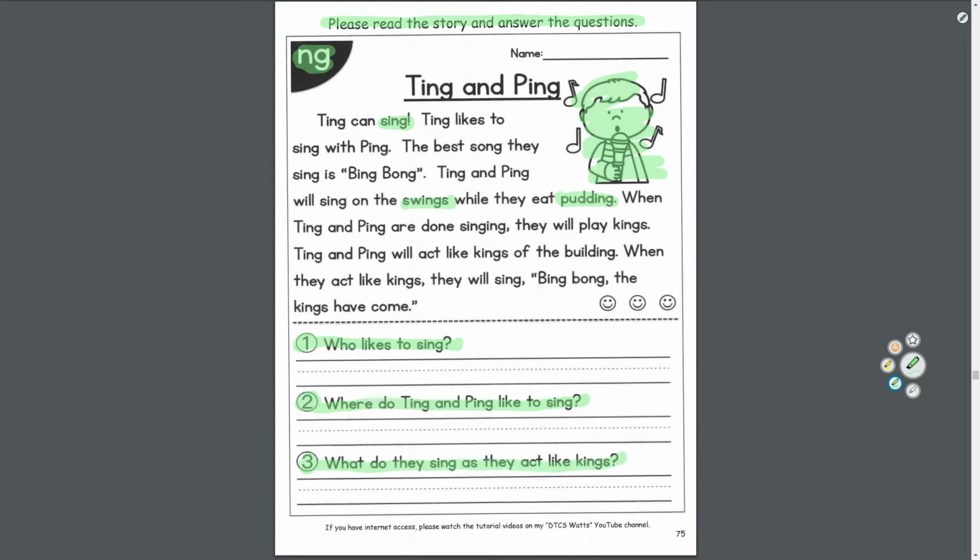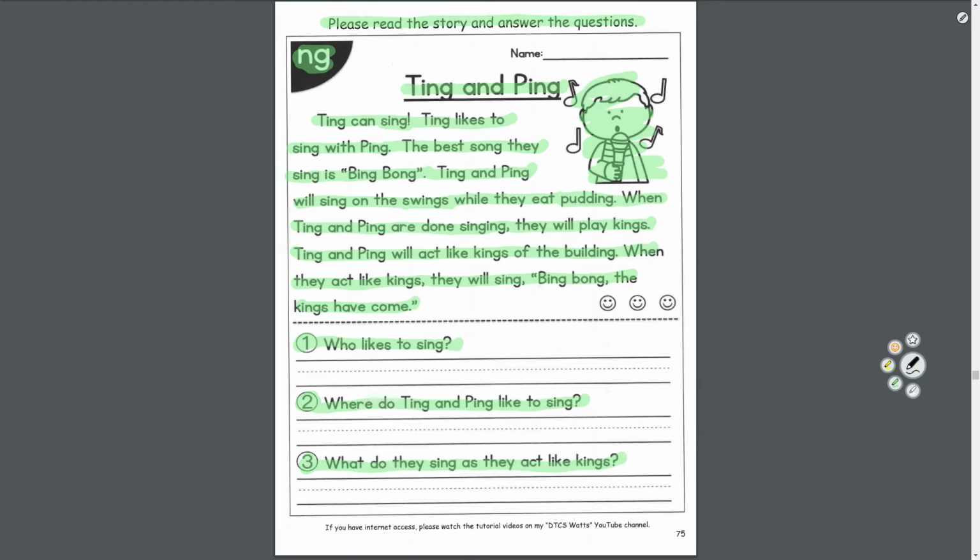Okay, let's read the story. Ting and Ping. Ting can sing. Ting likes to sing with Ping. The best song they sing is Bing Bong. Who's your friend who likes to play Bing Bong, Bing Bong? Ting and Ping will sing on the swings while they eat pudding. When Ting and Ping are done singing, they will play kings. Ting and Ping will act like kings of the building. When they act like kings, they will sing, Bing Bong, the kings have come.